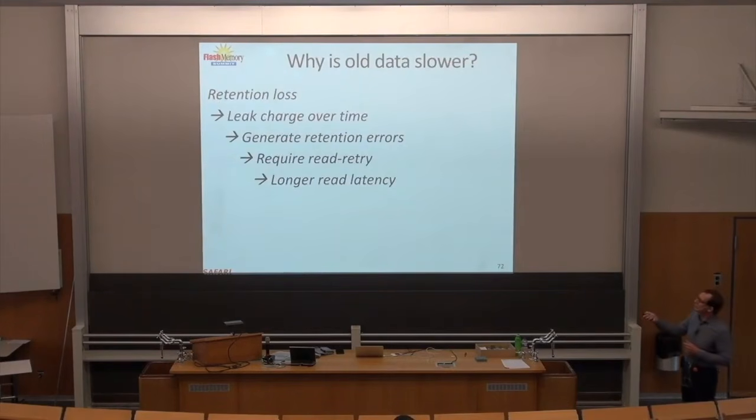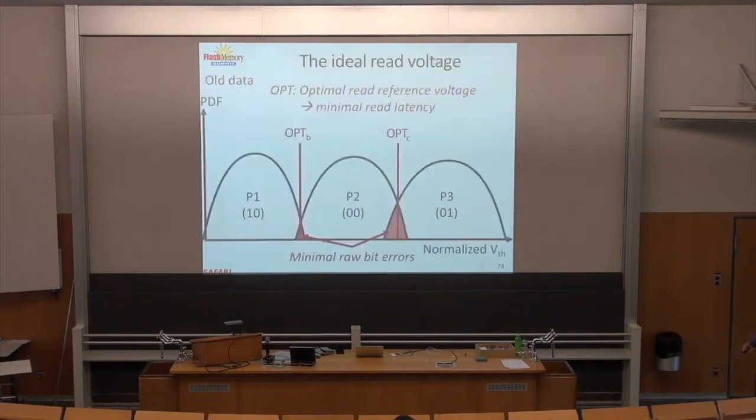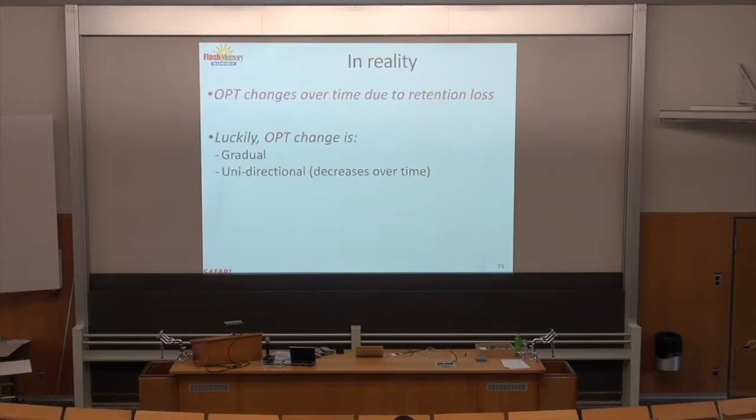Over time, you leak charge. This generates retention errors. Even if you do refresh, this requires read-retry, and you get longer read latency. So the ideal read voltage, as we know, is basically the voltage that crosses these distributions over here. That leads to the minimal read latency. So in reality, this OPT changes over time due to retention loss. Luckily, you can actually model this also.